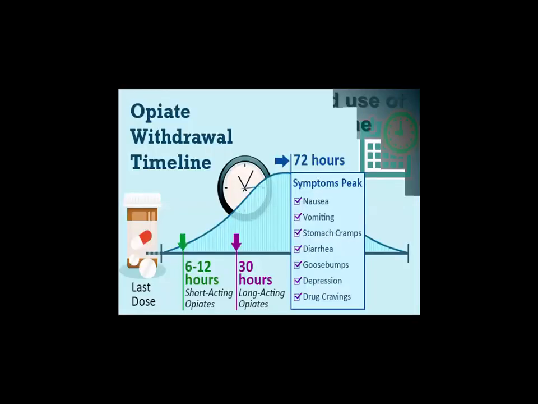Opiate withdrawal timeline looks like this. After the last dose, if the patient was using short-acting opiates, in 6-12 hours, after long-acting opiates, in 30 hours, the symptoms of withdrawal appear. And after 72 hours, we have the symptoms peak, so the highest level of symptoms: nausea, vomiting, stomach cramps, diarrhea, goosebumps, depression, and drug cravings.